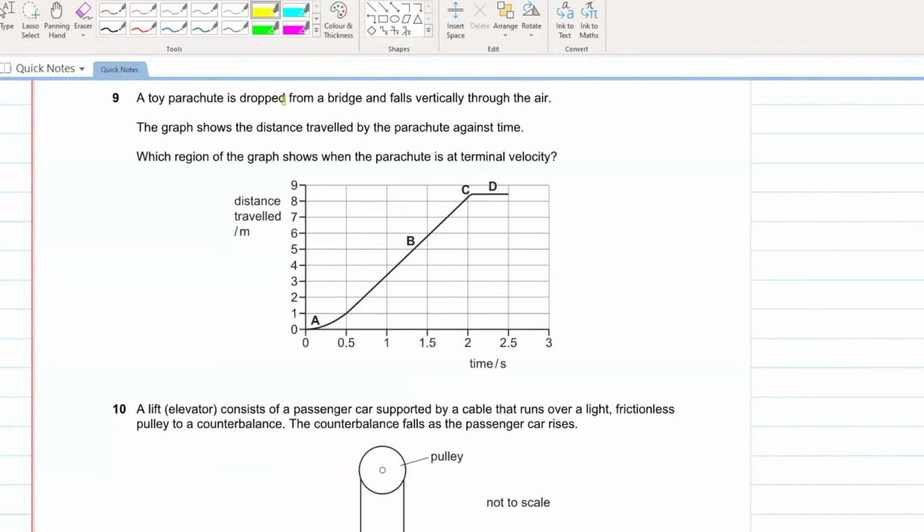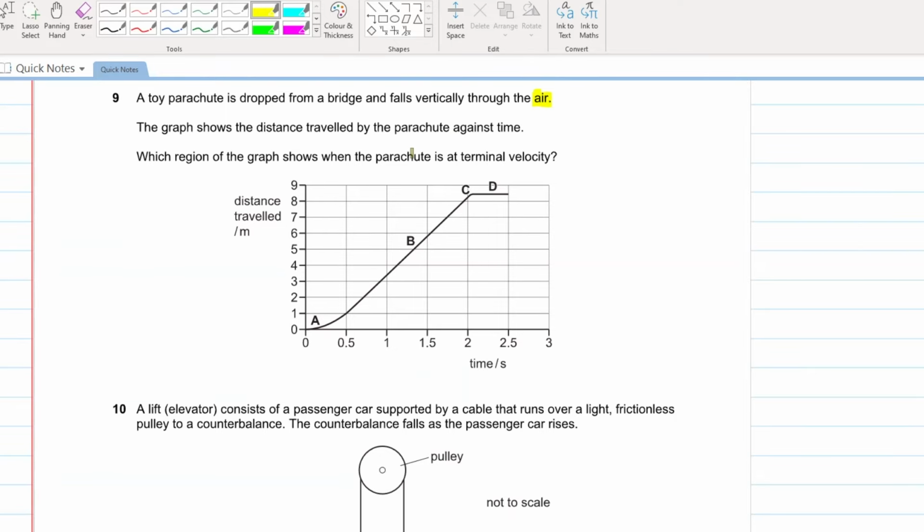A toy parachute is dropped from a bridge and falls vertically through air. Okay, so air resistance is present. The graph shows the distance traveled by the parachute against time. Perfect. Which region of the graph shows when the parachute is at terminal velocity?